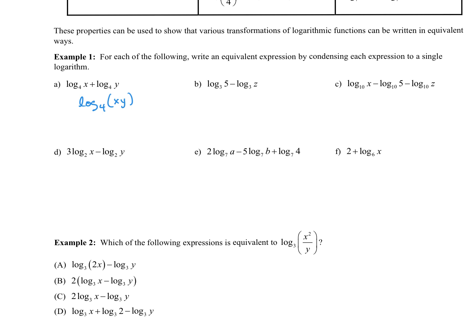All right, let's look at part B now. So now we have subtraction going on. So what does that imply? Division. So now we have log base 3 of what? 5 over z.